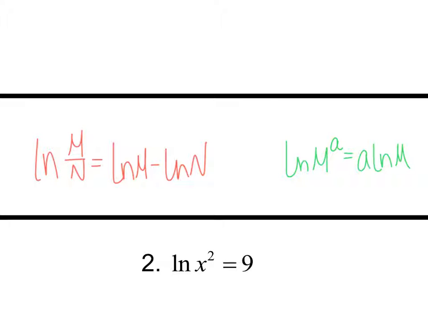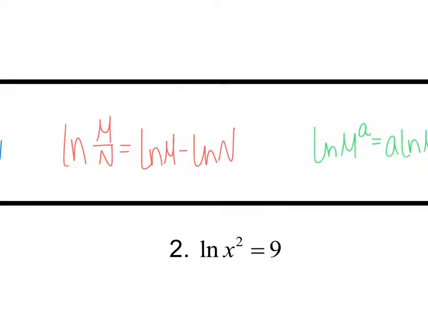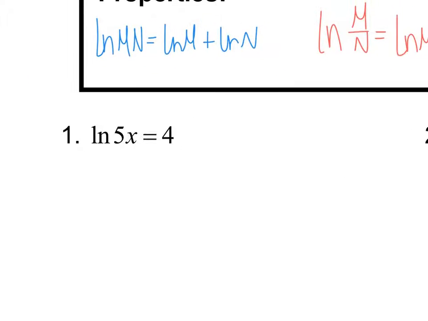So all the properties that we used for just logs in general, we're going to use those same properties for the natural logs. Okay, just remember that we always have to have one of two conditions. We either have to have a log equaling a number or a log equaling a log. Okay, all right. So let's take a look at number 1. We have log equaling a log. Notice that there's nothing on the outside of this log. Okay, that 5x is considered on the inside. So it's already isolated for us.